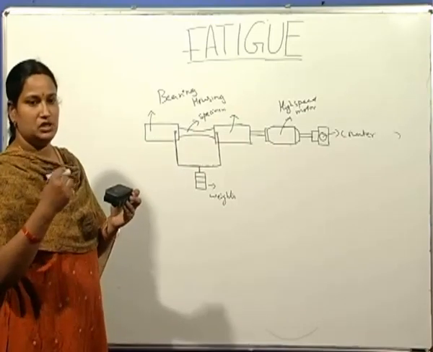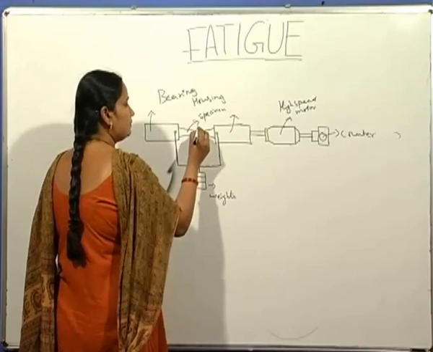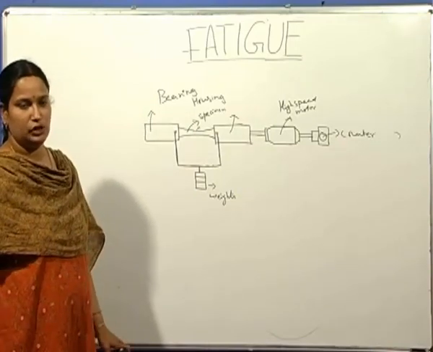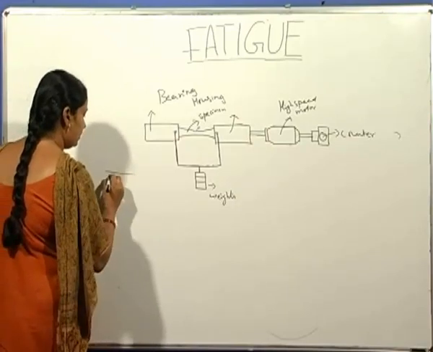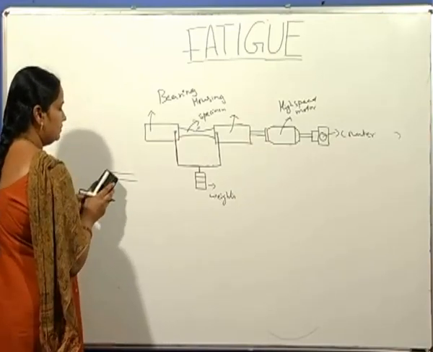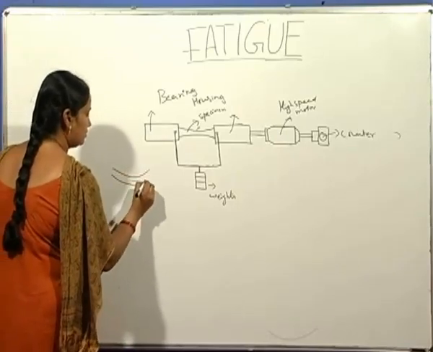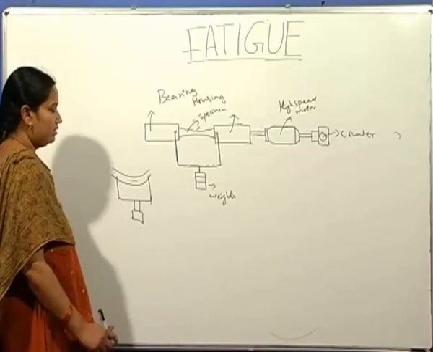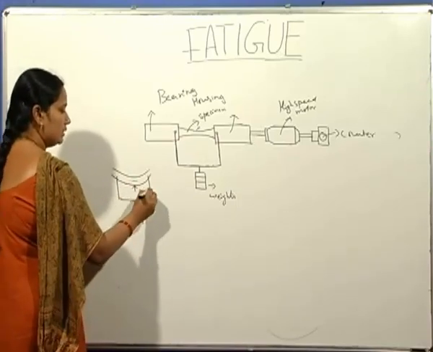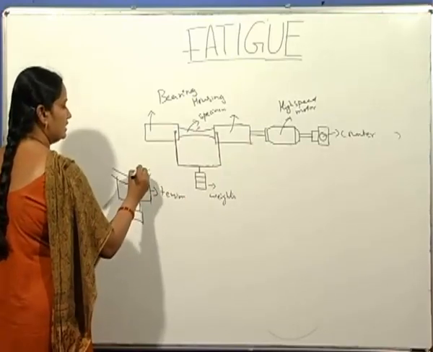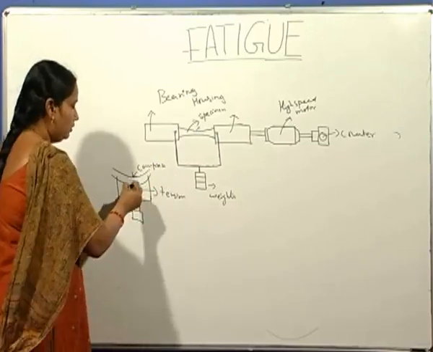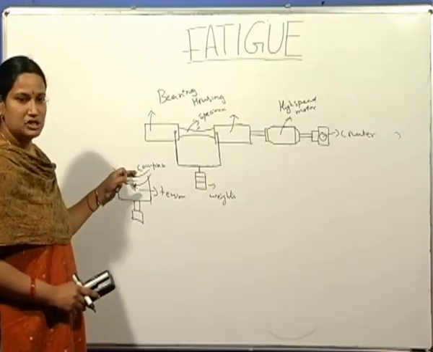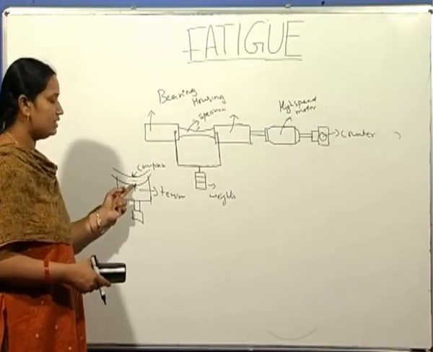When this component is subjected to rotation, the upper surface of the component is in compression, whereas the lower surface is subjected to tension. So if this is a specimen, when weights are attached to it, it is loaded. So this lower surface is subjected to tension, and upper surface is subjected to compression. So upon rotation, now this surface, when it comes to the upper surface, is subjected to compression, and this upper surface upon rotation is again subjected to tension.